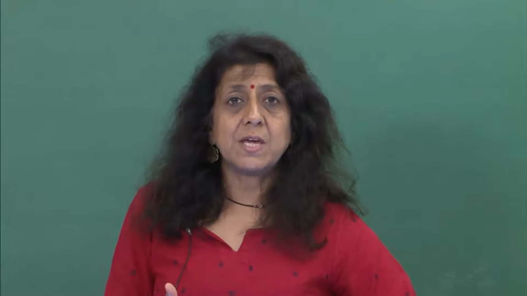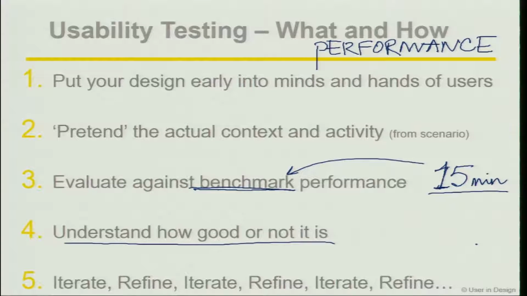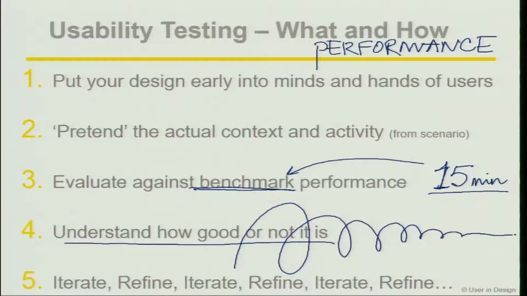How many errors are they making? If out of 5 users, 4 of them can't even do it, then that's the benchmark. It's unacceptable. So based on that, you understand how good or not your design is, and then iterate, refine, iterate, refine, iterate, refine. As I told you, your cycle goes something like this, until your design becomes just what it is supposed to be, or as close as possible. You may not have the time to go all the way, but at least get it to here. Don't leave your design like this with all these problems, okay?